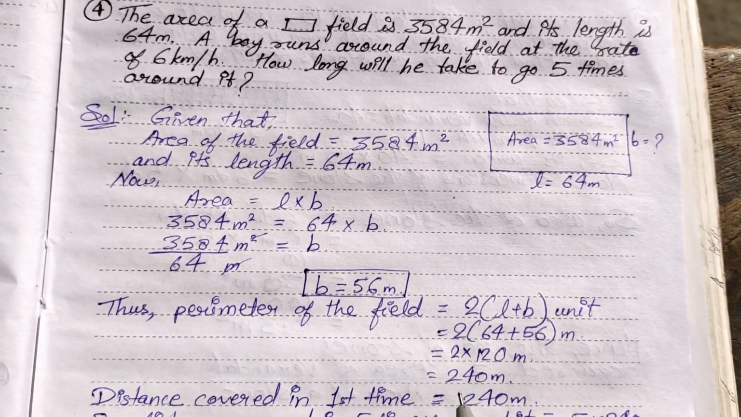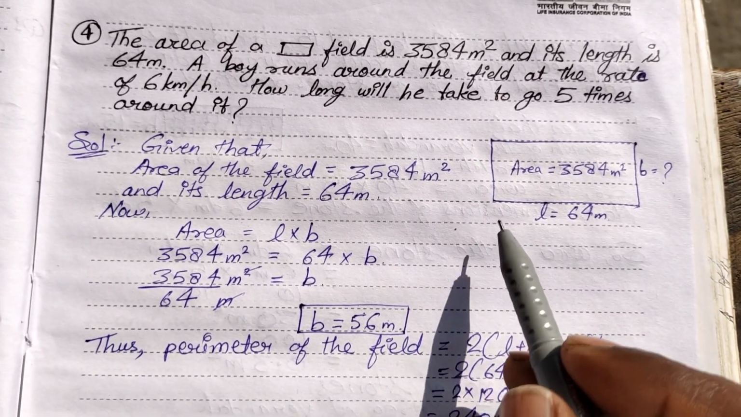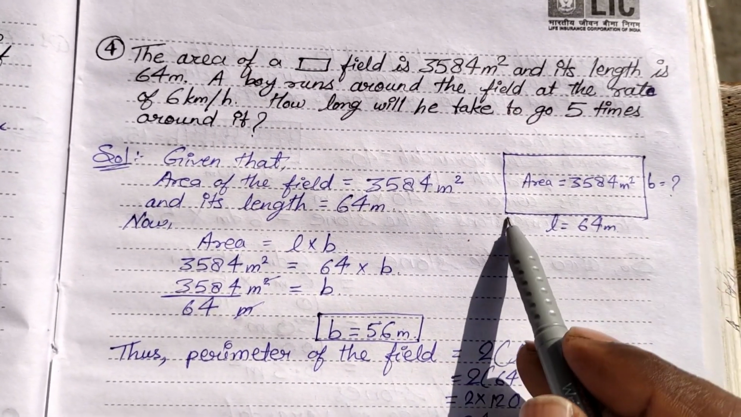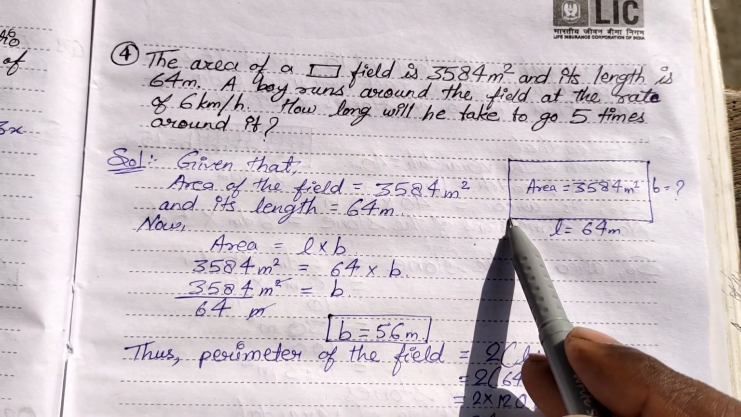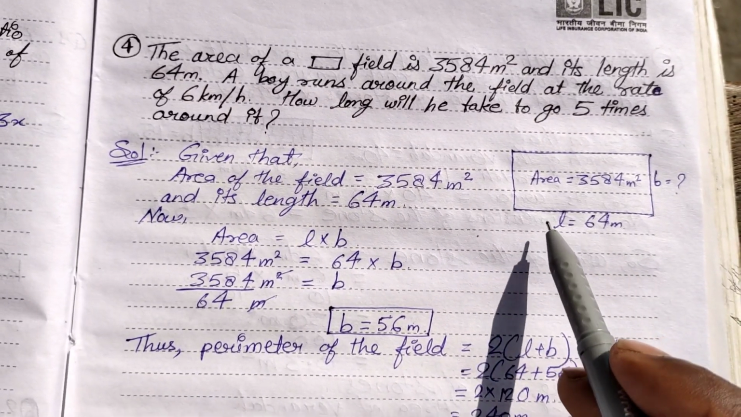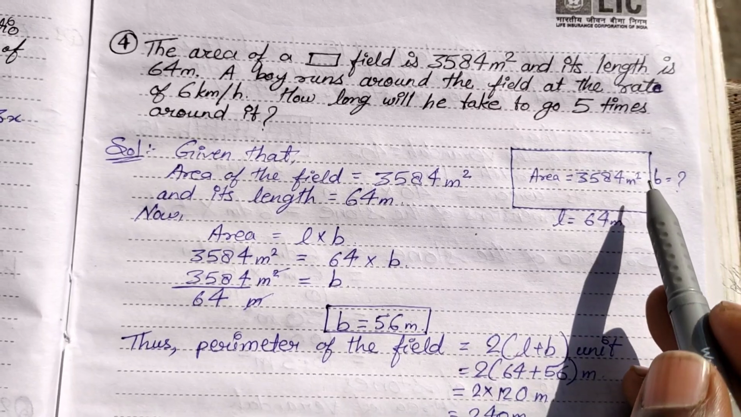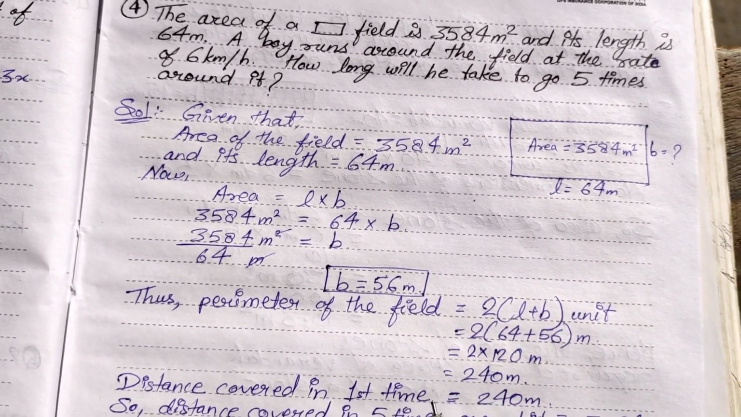So calculating this, we have 240 meter. Why calculate the perimeter? Because if the boy starts from one point and runs around the edges of the park, we have to find the perimeter. Edges are the boundary, so we have to find the perimeter. Perimeter is the sum of the distances of the boundary.